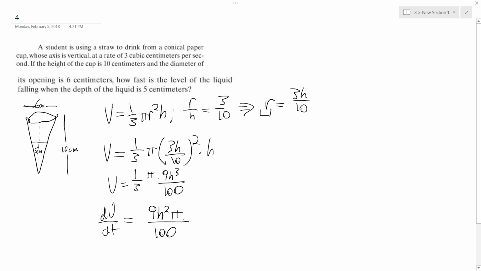All right, and we want to know what the height at 5 centimeters, so we just sub in h of 5. So in this instance, dv dt is going to be equal to 9 times 5 squared times pi over 100, which simplifies down to 45 over 100.